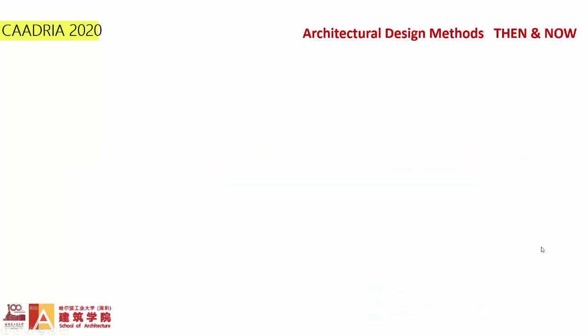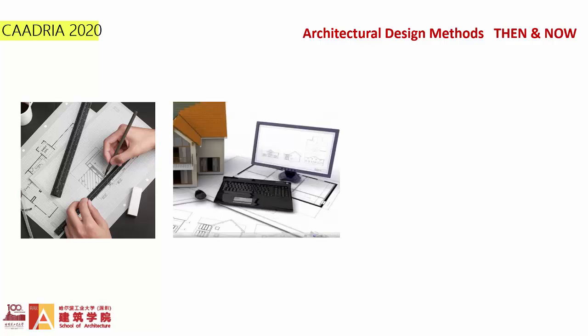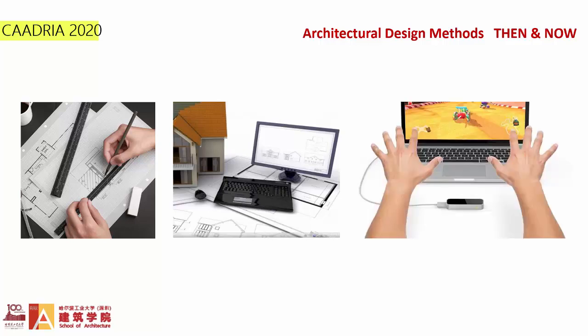So let's have a look at architectural design methods from the past. It started off from pens, pencil, ruler, paper, to keyboard and mouse, where we actually start drafting and CADing plans and elevations for design, to the extent of creating 3D models and doing all kinds of interaction, and we can even go into interacting with them through sensors, motions, and gestures.